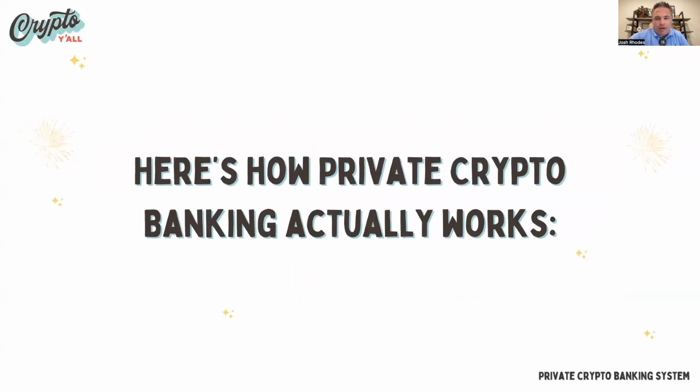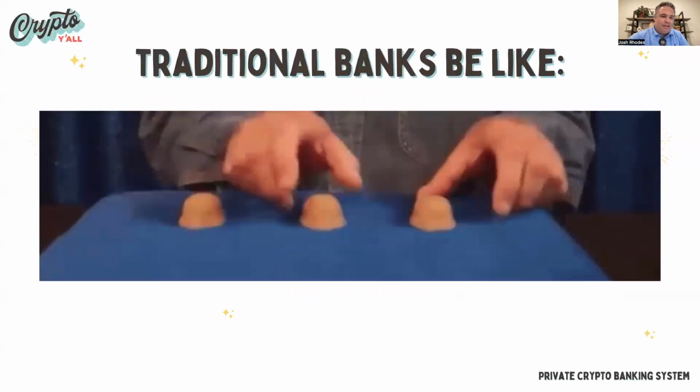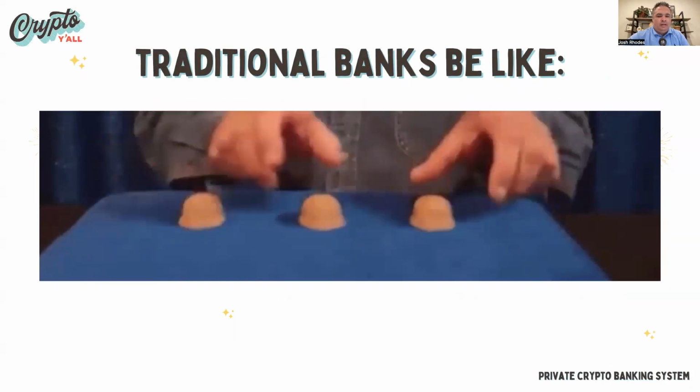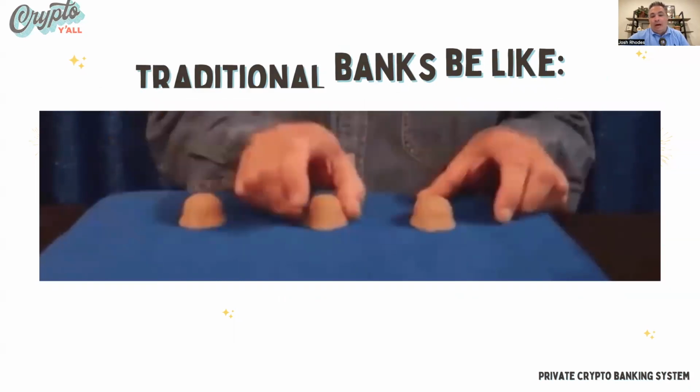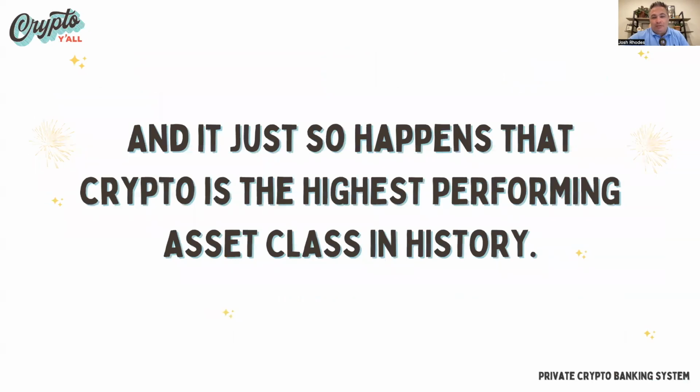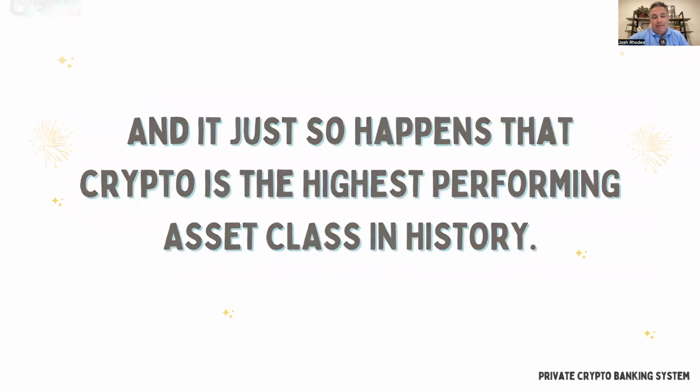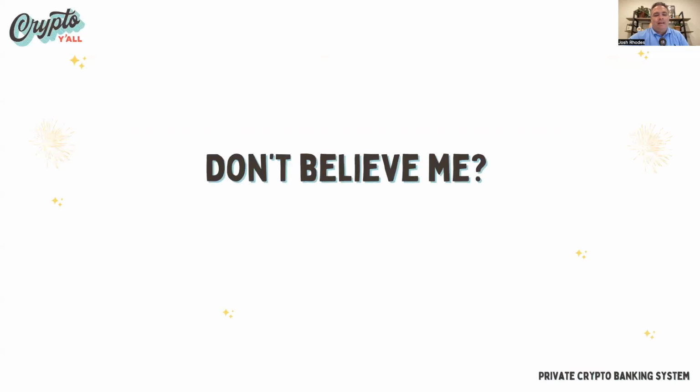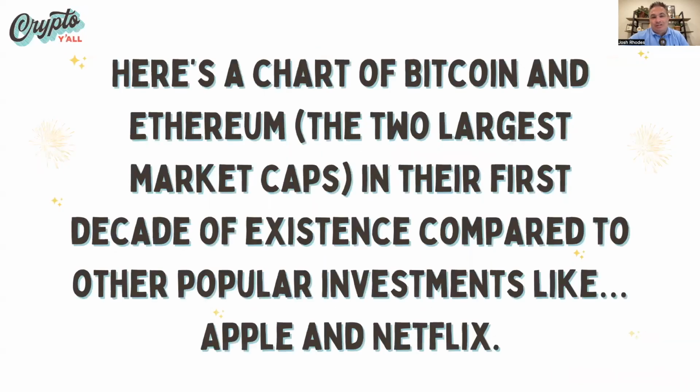So here's how private banking with crypto actually works. I've already mentioned that traditional banks are basically playing a shell game with your money. And it just so happens that crypto is the highest performing asset class in history. And if you don't believe me, the following slide is a chart of Bitcoin and Ethereum, the two largest market caps in the first decade of existence, compared to other popular investments like Apple and Netflix, like the FANG stocks.